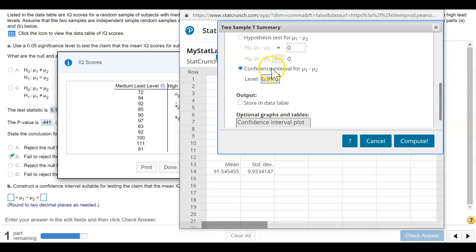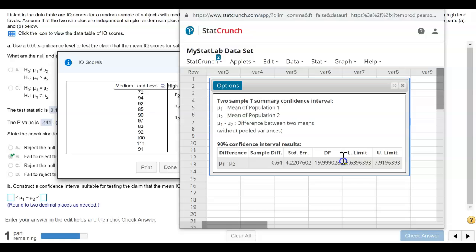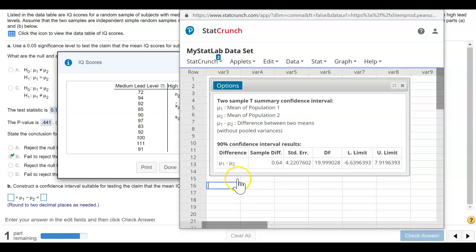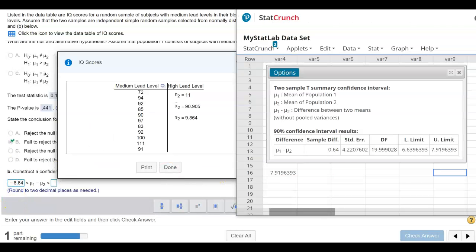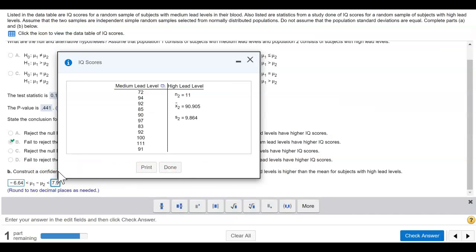Let's adjust it to confidence interval. Because the test is a right tail test, we will add 0.05 to the left tail as well, which will make our confidence level 0.9. Compute. I'm going to copy these limits. Let's read how we need to round it to 2 decimal places. The left limit is negative 6.64 and the right limit is 7.92. Check answer.